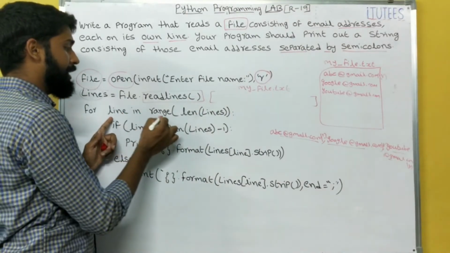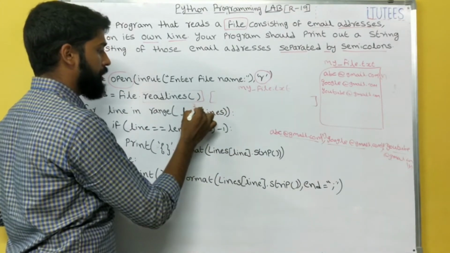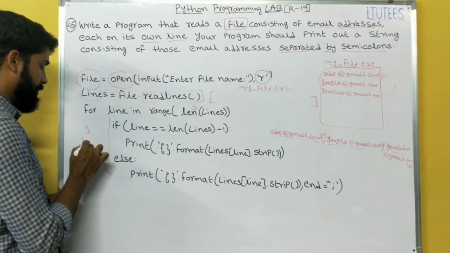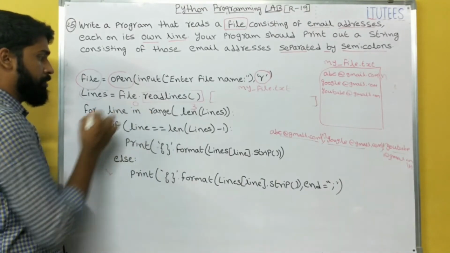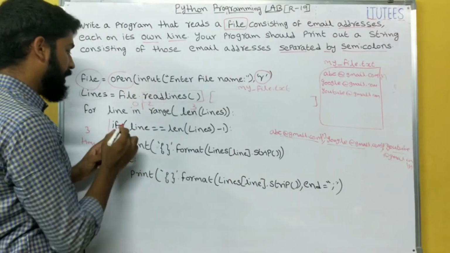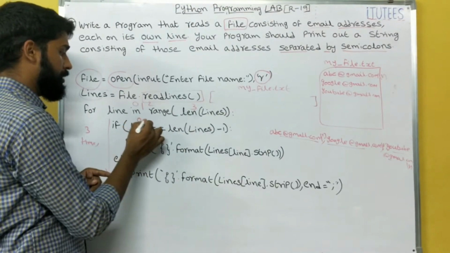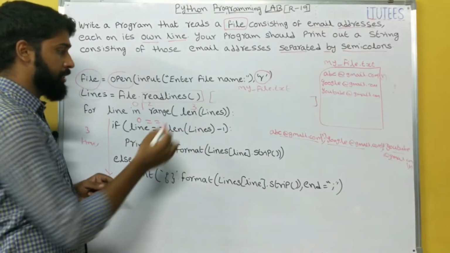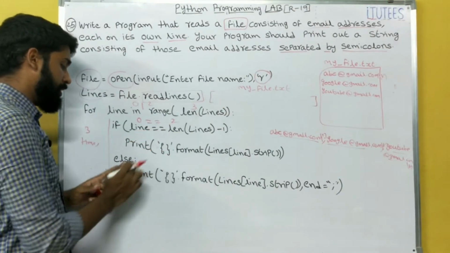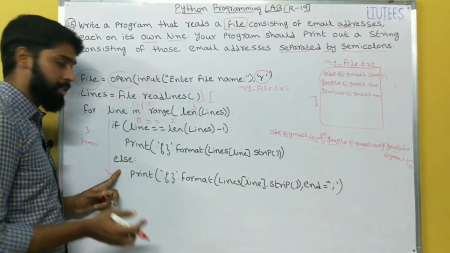Now for line in range of length of lines. What is the length of lines? So how many lines we have? 3. So that means we enter this block 3 times. First time the line equals 0, next time 1, after that 2. So totally 3 times. If line equals length of lines minus 1, what is the line here? 0 equals length of lines, 3 minus 1 means 2. So 0 equals 2, false, so we enter the else. So why we are writing the if and else, we will discuss.